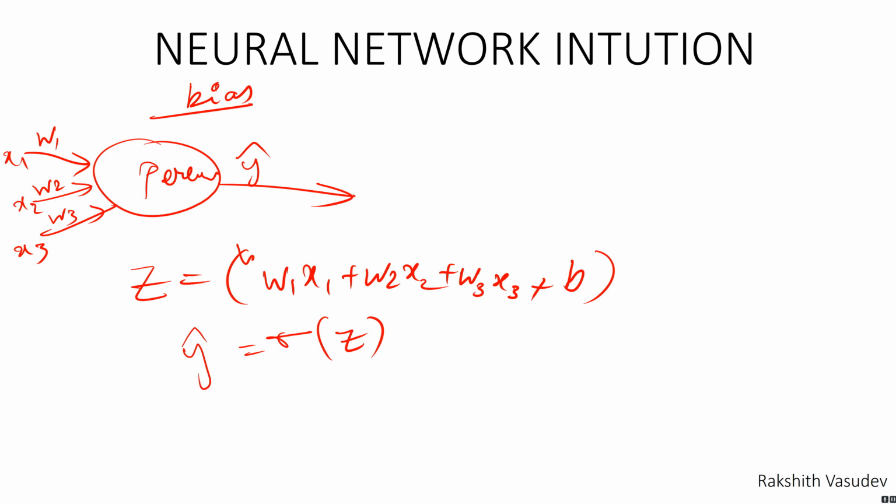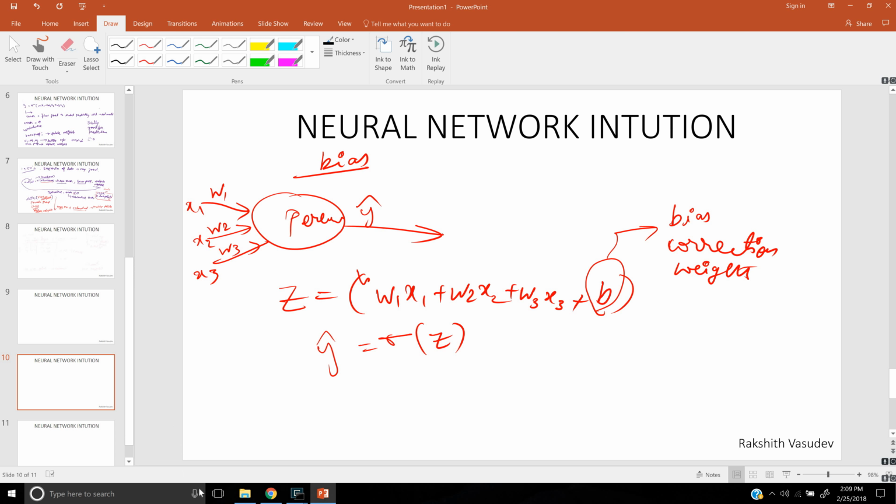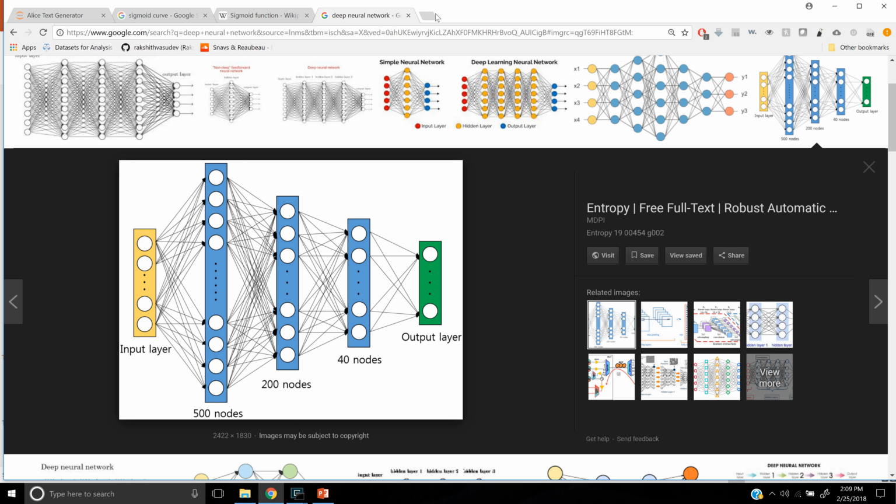So this bias is basically, how could I forget that, guys? Don't miss out on the bias. You should always add a bias, and it's kind of like a correction to weights. We'll understand that in the next videos, but you should always remember that bias is added as a correction to weights.